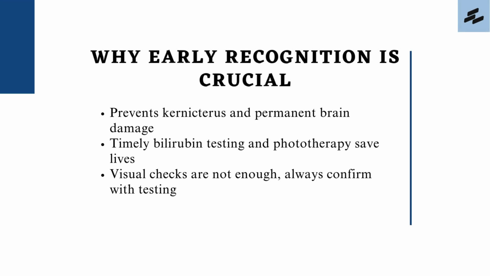Why early recognition is crucial. Kernicterus is rare in Australia, but it still happens. That's why early recognition and intervention are vital. Don't rely solely on visual checks. Bilirubin must be measured. Phototherapy is highly effective when started early. Delays, however, can lead to irreversible brain injury.